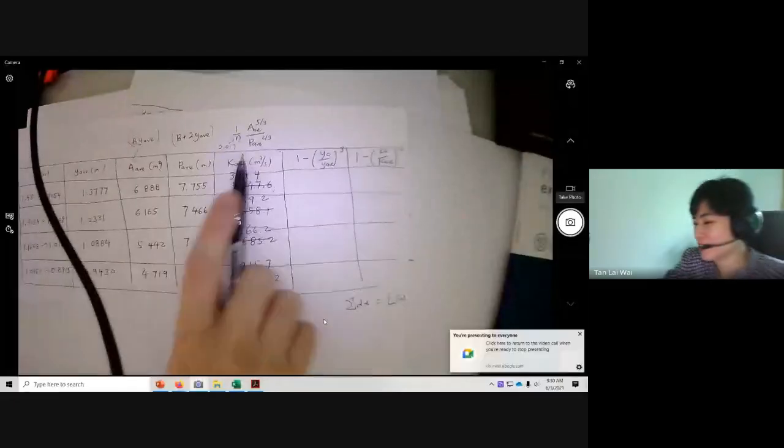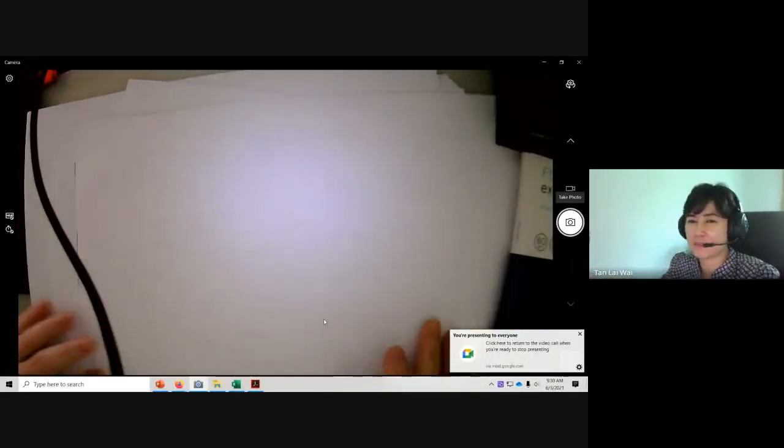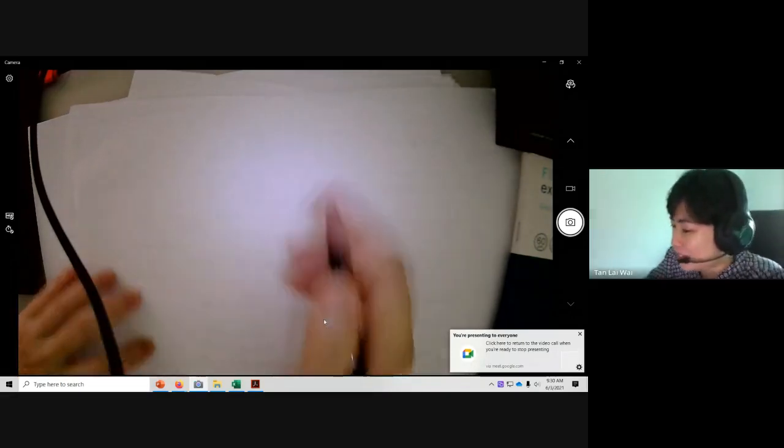Saya explain kat sini. Okay. Kejap, turn off camera. No. Present now. Entire screen. Okay, sekarang dah nampak blank piece of paper kan? Nampak? Okay, now.